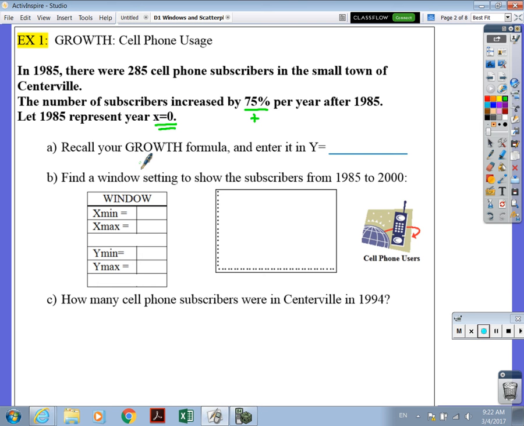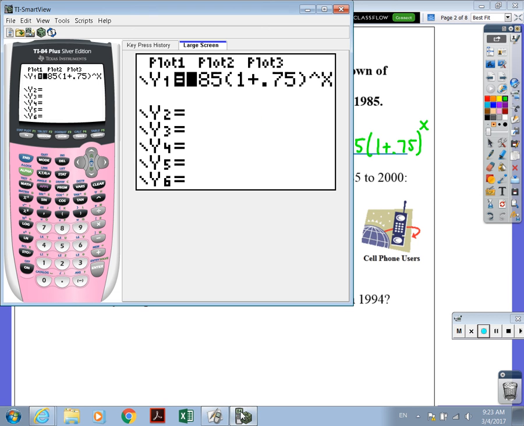Our growth formula has some initial value, and then we add our rate and raise it to the number of years. This one, we're going to enter into y equals with 285. Why? Because that's how many cell phone users we had to start. 1 plus 0.75. Why? Because that's this expressed as a decimal. And for years, that's our variable. So in your y equals, we're going to put that equation in, and I have the x in the exponent.